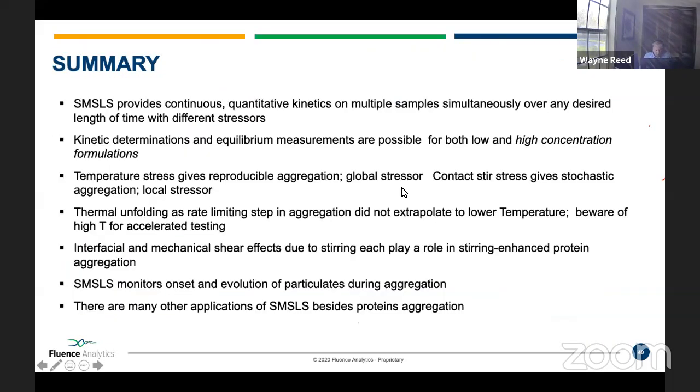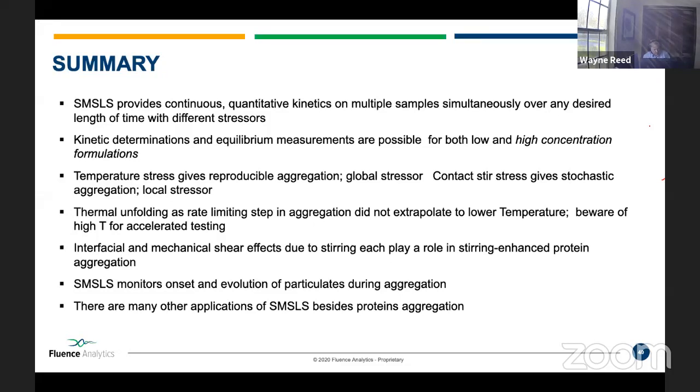Okay, I think the next one concludes with the summary. We've been looking at continuous quantitative kinetics. And remember, we can go to very high concentrations, up to 20%, or 200 milligrams per milliliter, with nice protein. A lot of manufacturers are interested in that, so they can give high dosages of protein and not have a person sit under a diluted drip for an hour or more at a time. We saw global stressors versus local stressors, and the implication for reproducibility of aggregation versus stochastic aggregation. We saw the disappointment of trying to directly extrapolate high temperature data into the pharmaceutically interesting regime below 40 C. We're off by millennia, literally millennia, in doing that.